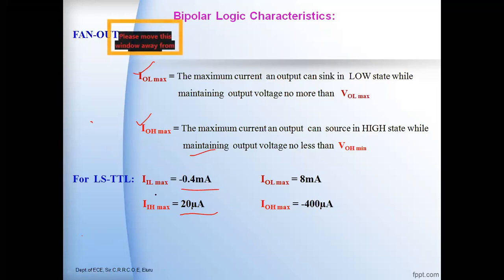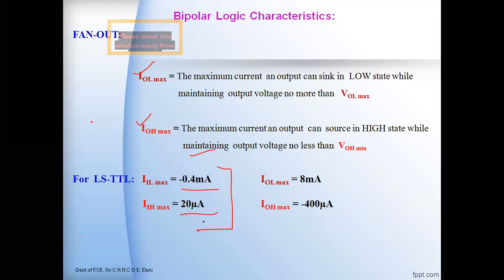In the case of IIL maximum, the diode is forward biased. Therefore, the current is in milliamperes, but it has a negative value because the current flows out of the TTL input. These are the two input current parameters.